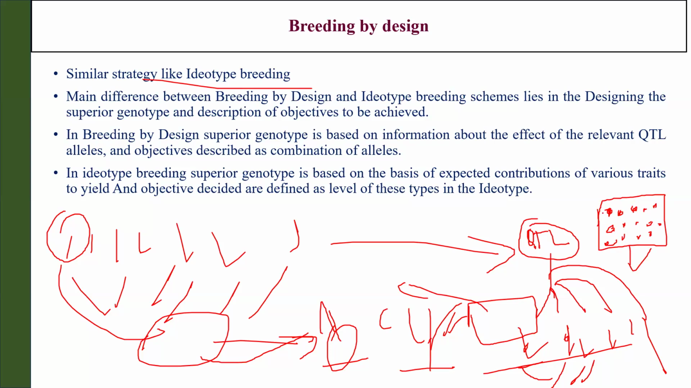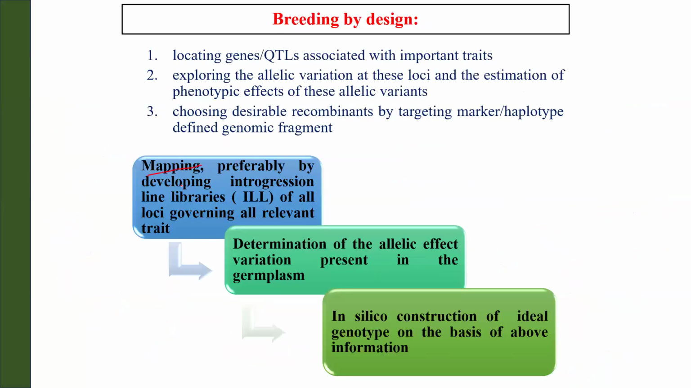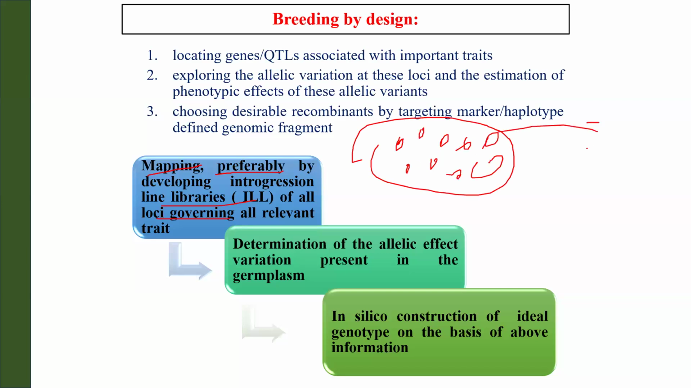First we discuss in detail. First you map, then you develop introgression line libraries for all the loci and all the traits. Then you develop introgression libraries for each trait and all the allelic variation of the particular genes. Then you check the effect of these alleles on the phenotype. That can also be done.